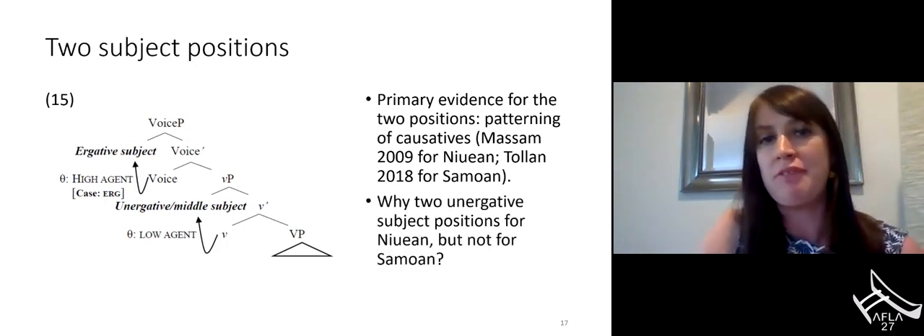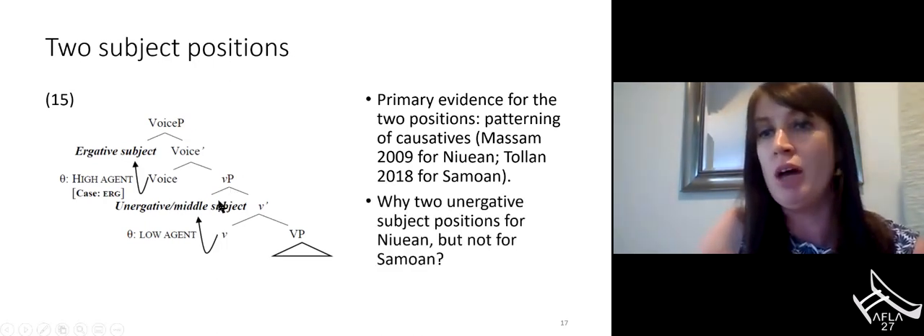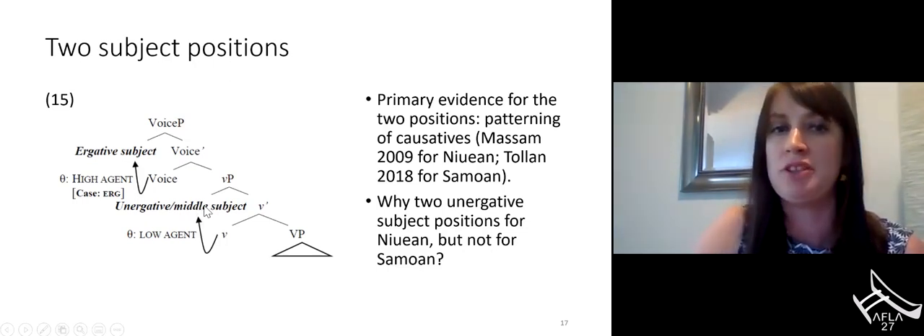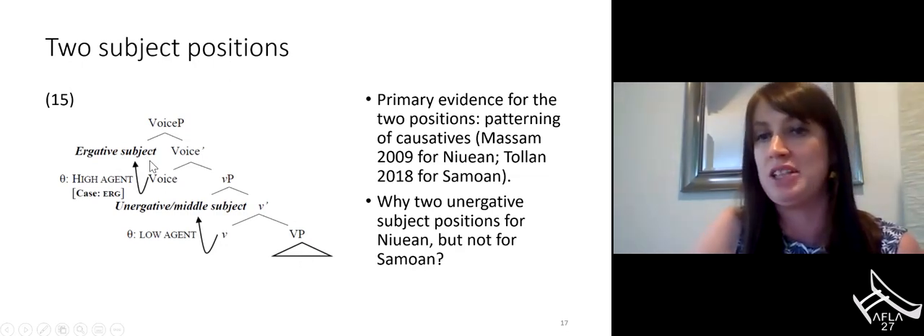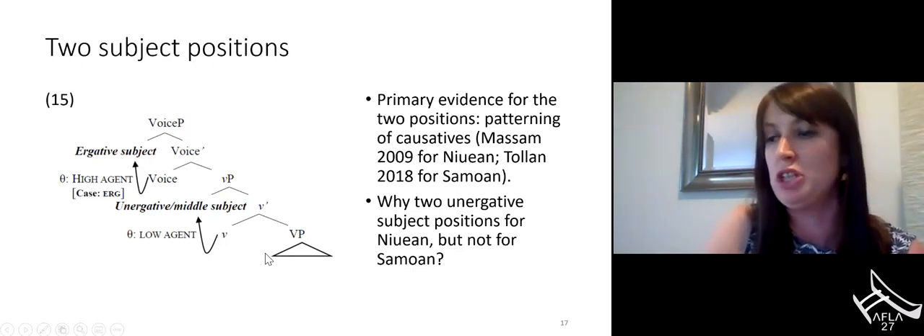The question we then have to address is, well, with Samoan, ergative subjects consistently get absolutive case regardless of whether there's an object or not. But for Niuean, they get absolutive case only when there's no object. They get ergative case when there is an object. So why are there seemingly two ergative subject positions for Niuean but not for Samoan?